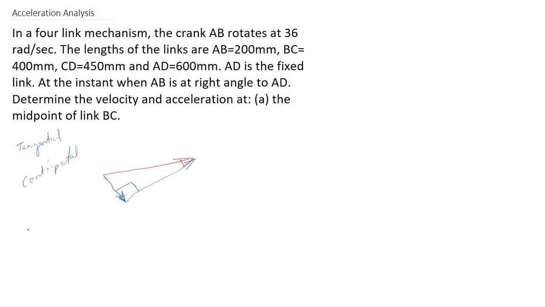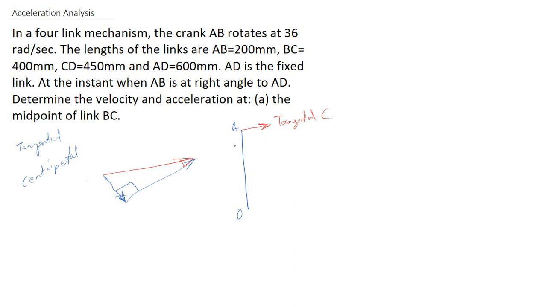Okay, so what is the tangential component and what is the centripetal component? Consider a link like this. OA is a link, for example. Here, the acceleration which is tangent to the link like this is the tangential component. This component is the tangential component.